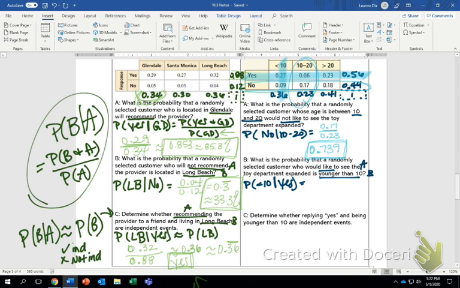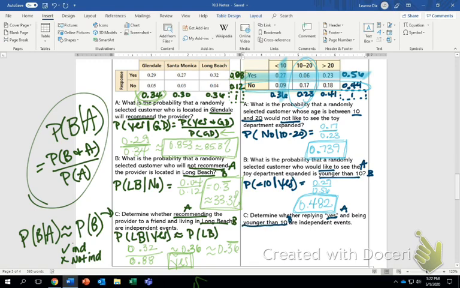Okay, overlapping information is going to be that 0.27 over the total of my A event, which is yes, which is going to be 0.56. So plug that into the calculator, and you should get 0.482, or 48.2%.